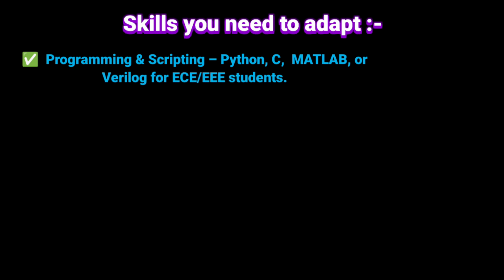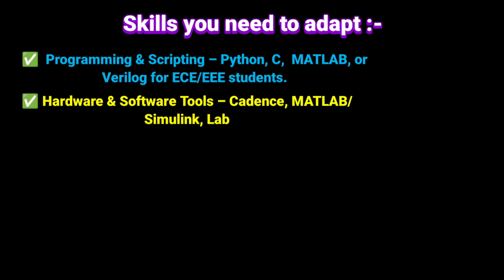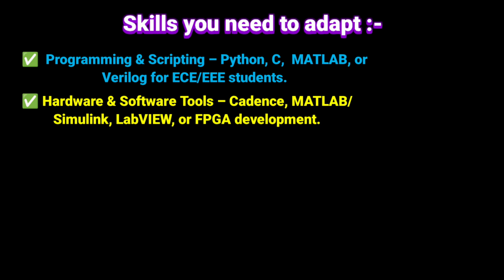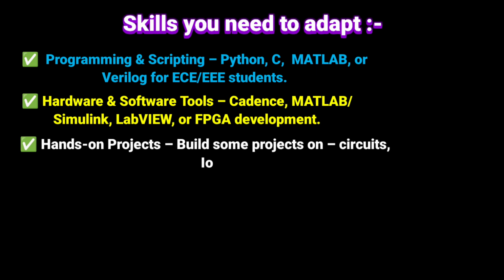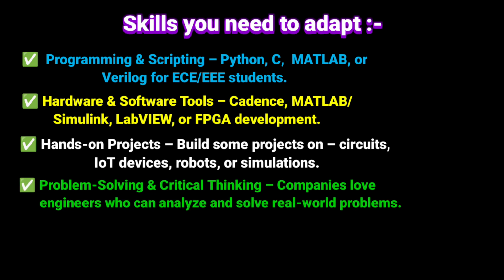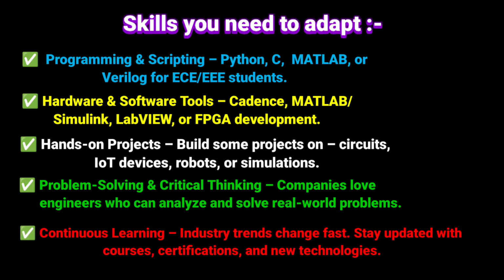Skills that make you stand out. No matter which branch you are in, there are a few skills that make any engineer highly employable. Programming and scripting: Python, C, MATLAB, or Verilog for ECE students. Hardware and software tools: Cadence, MATLAB Simulink, LabVIEW, or FPGA development. Hands-on projects: don't just study theory, build something like circuits, IoT devices, robots, or simulations. Problem-solving and critical thinking: companies love engineers who can analyze and solve real-world problems. Continuous learning: industry trends change fast. Stay updated with courses, certifications, and new technologies. Remember, a fresher who shows practical knowledge and hands-on projects always stands out during interviews.